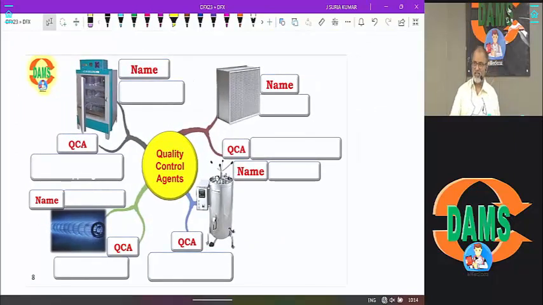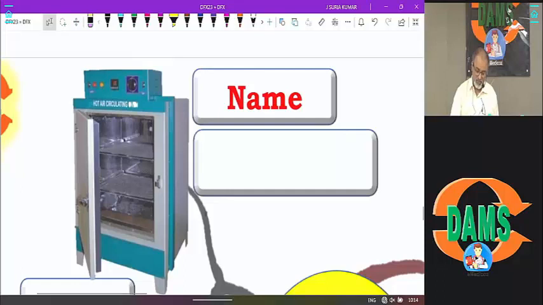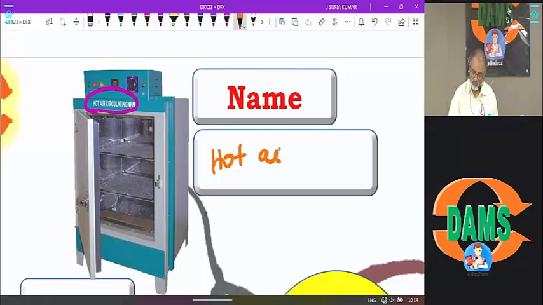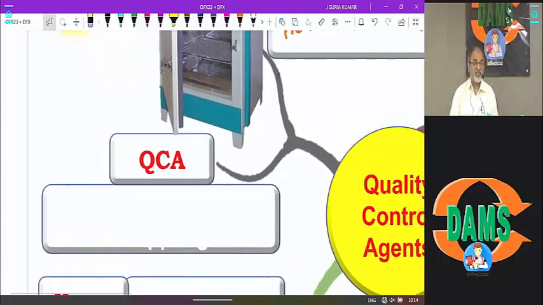Next is quality control agents of different methods in sterilization and disinfection. Okay, what is the first one? Yeah, already there. They're beautifully written here. If you are ultra smart, you can identify. This is hot air oven. What is the quality control agent? Bacillus atrophaeus. Excellent. Subspecies niger. Excellent, excellent.